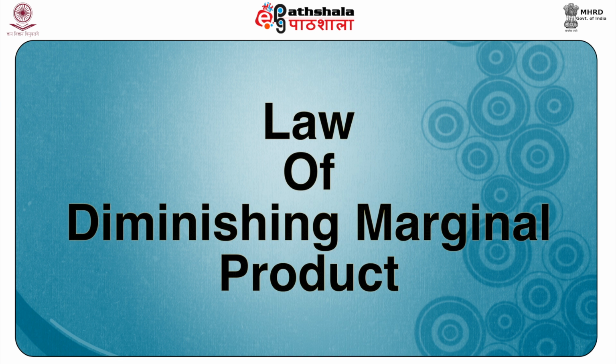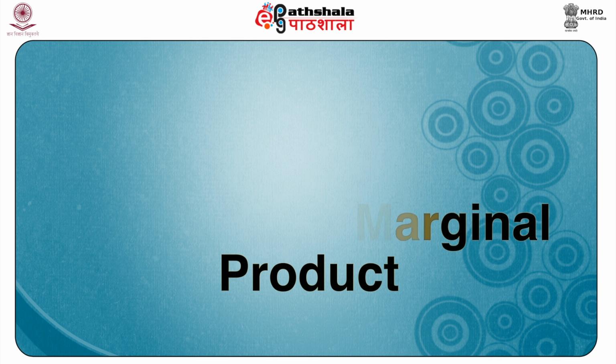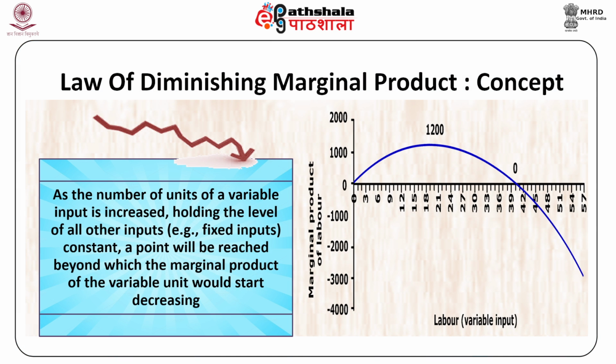Next we will discuss the law of diminishing marginal product. The law of diminishing marginal product is a very important principle which says that as the number of units of a variable input is increased, holding the level of all other inputs, for example fixed input, constant, a point will be reached beyond which the marginal product of the variable unit will start decreasing. The slope of the marginal product MPL curve as shown in figure 3 illustrates this principle.